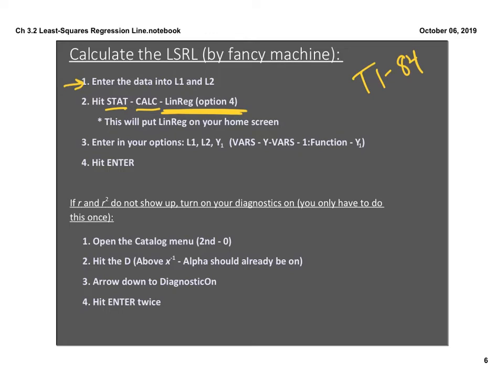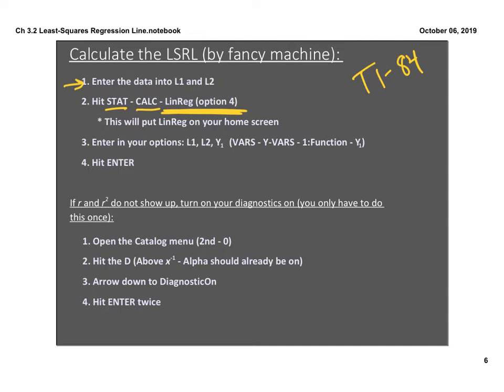Ooh, I need to make sure I check my list because I had L2 in for both. So X list is L1, Y list is L2, and then I want to calculate. It gives me that equation. So I see the y equals ax plus b. They have it written in mx plus b form, which is fine. We can flip it and do it in the stats form.